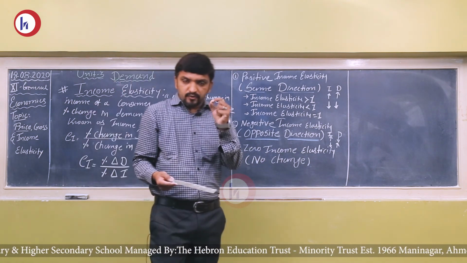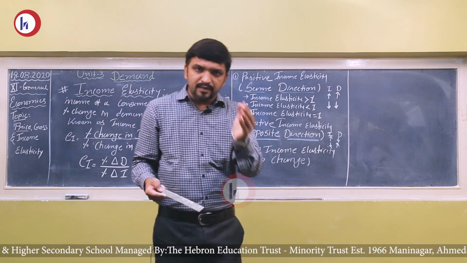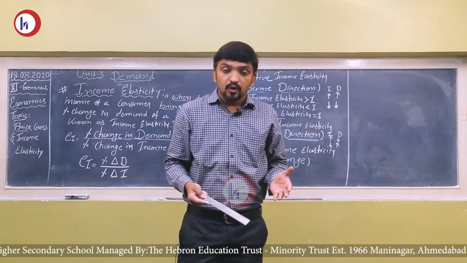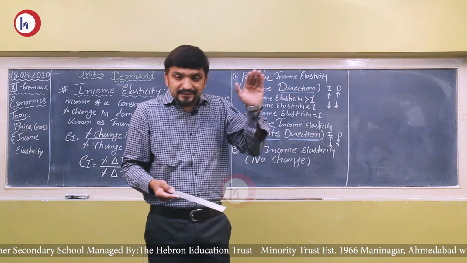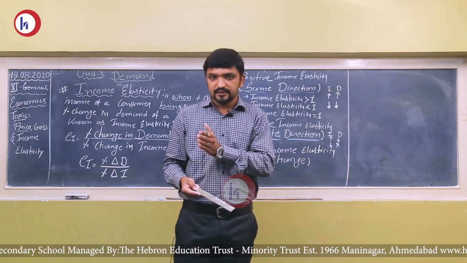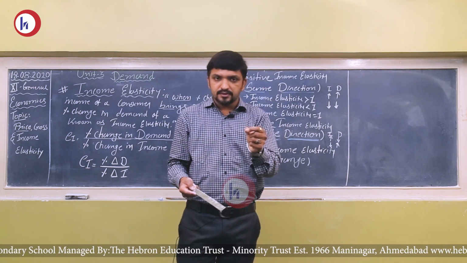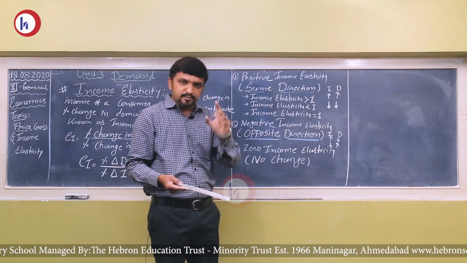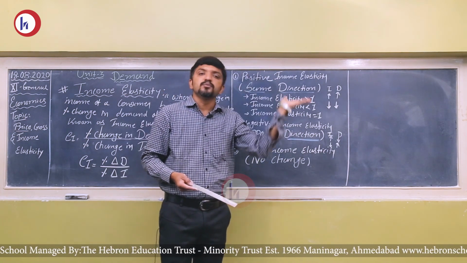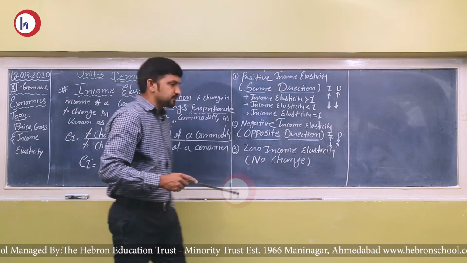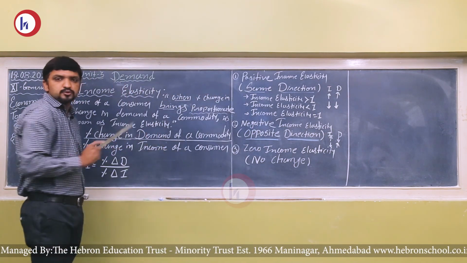Means if your income increases by 10%, your demand increases by 20%. Or if your income decreases by 20%, your demand decreases by 30%. Means percentage change in income is less and percentage change in demand is more. Now, income elasticity less than 1. So, in place of more, we have to write less.